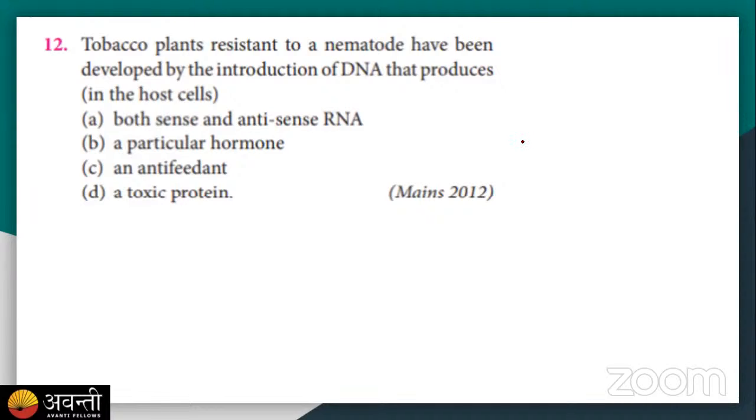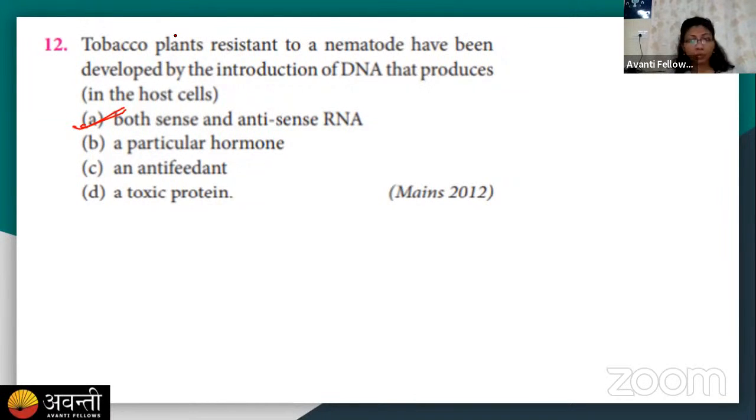Yes, the correct answer is option A, both sense and antisense RNA. We have known that we have introduced the double-stranded DNA, which is responsible for the production of double-stranded RNA. As you know, in eukaryotes, double-stranded RNA is not supported. So it gets fragmented. The small fragments of that RNA are known as siRNA. And that siRNA has the capability to bind to the protein and make it inactivated, right? So the answer for this question is option A.